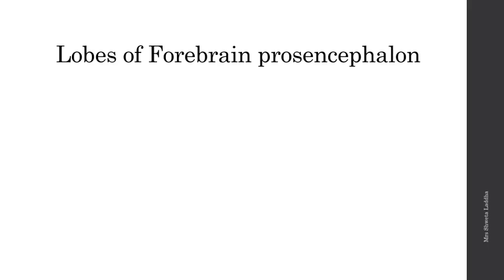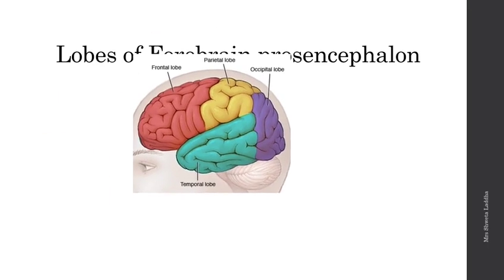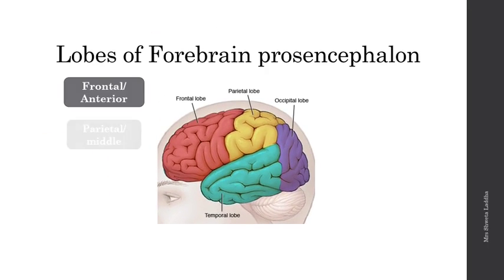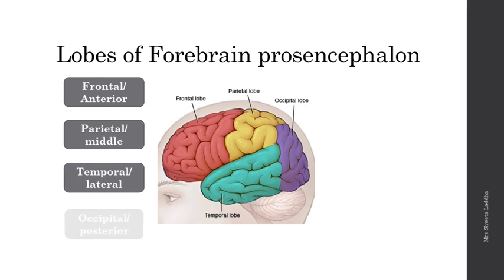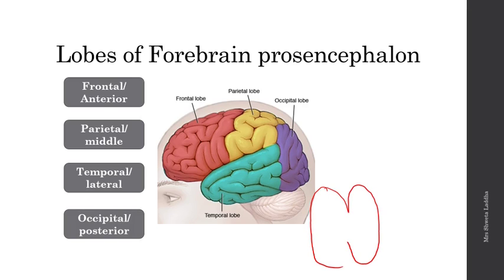The cerebrum is further divided into four lobes: the frontal lobe, also called the anterior lobe, the parietal lobe or middle lobe, as you can see in the picture in yellow color, the temporal lobe or the lateral lobe, and the occipital lobe, or the posterior lobe. If I draw this diagram, these are the two cerebral hemispheres. The anterior part is the frontal lobe. On the sides are the temporal lobes, in the center there is the parietal, and these are the occipital lobe.